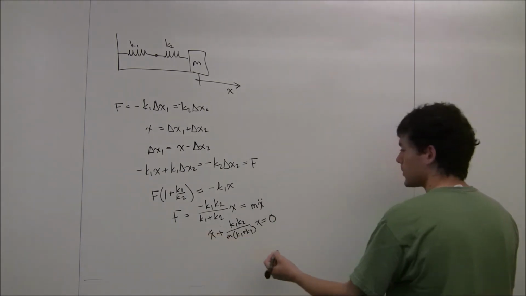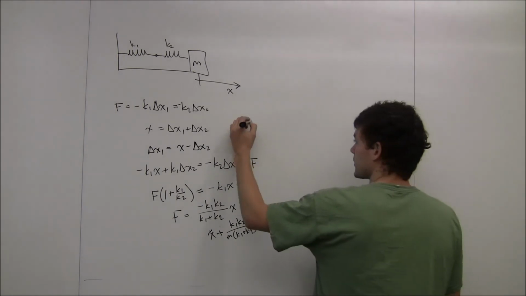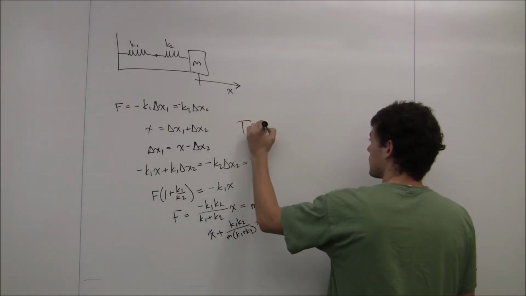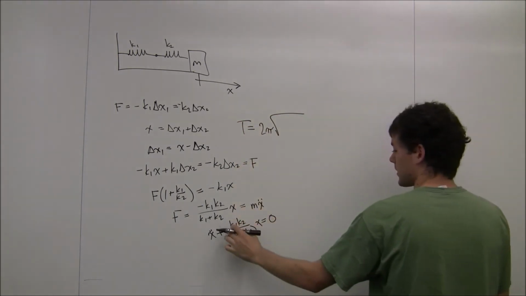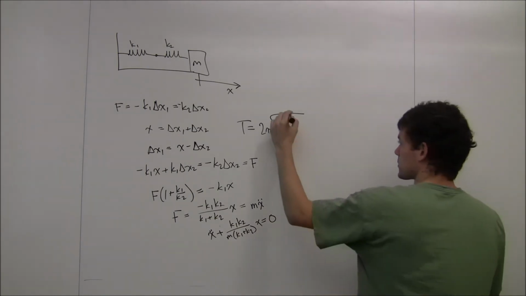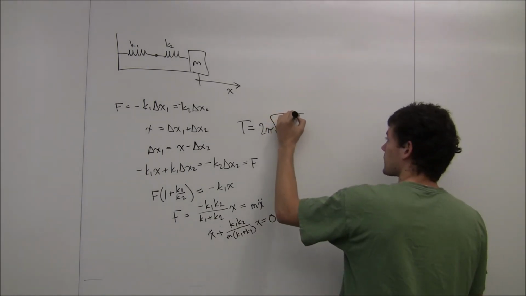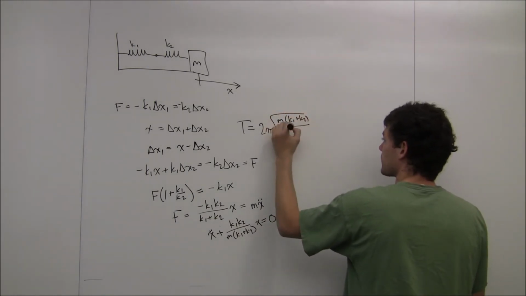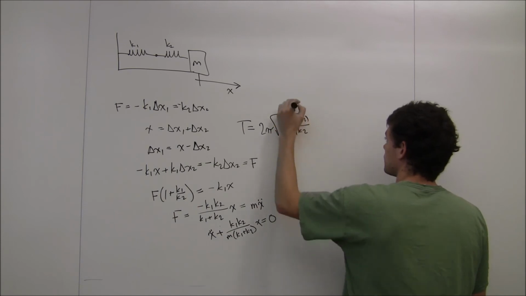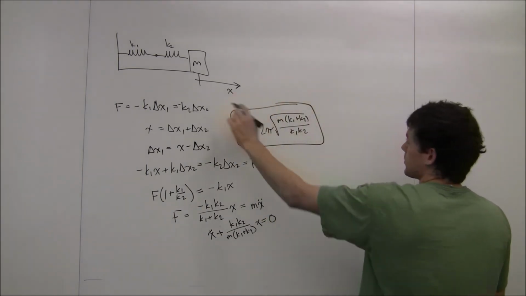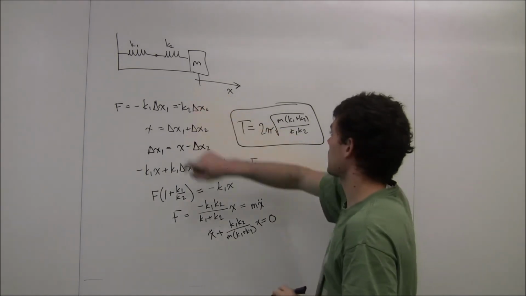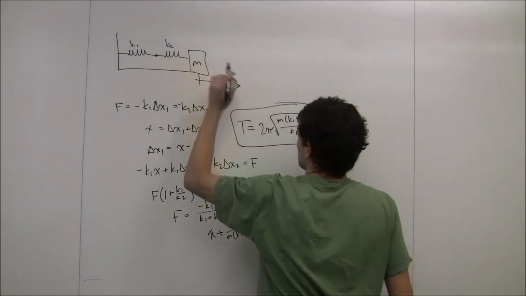And as we know, we can then use this to find the period. The period ultimately is 2 pi times the square root of the inverse of this coefficient here, so m times (k1 plus k2) divided by k1 times k2. So this will be the period of motion of this block here when it's connected to two springs in series.